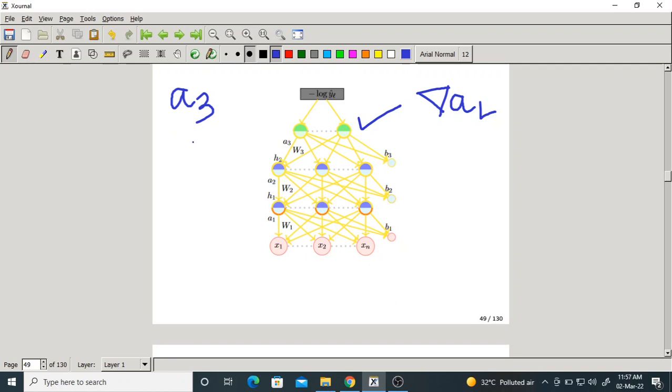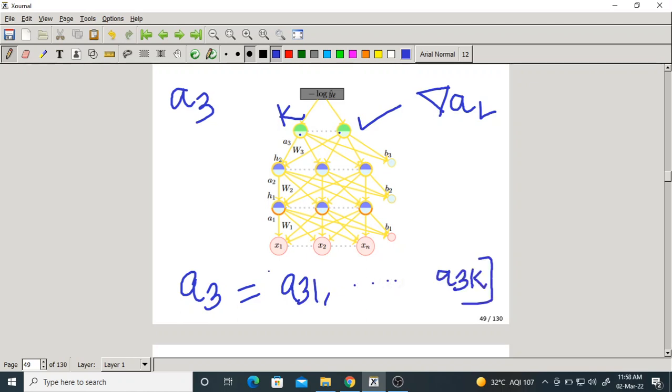A3 is a vector. Why? Because what is A3? A3 means 1, 2, and so on, so how many? K neurons. In the output layer, we have K neurons. A3 is the pre-activation of output neurons. So we have A31, A32, and so on, A3K. A3 is a vector. So when we talk about the output layer, we have to find out the gradient with respect to the output layer.